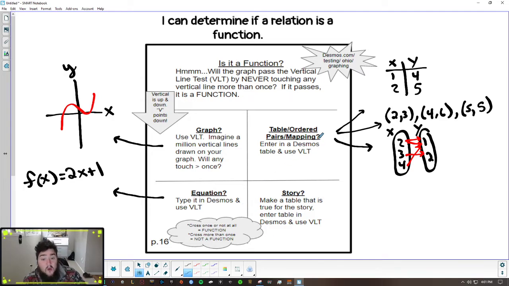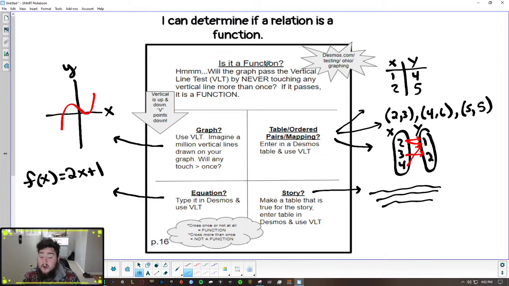The last way we may see a problem is as a story problem, written out in words. John went to the store. He paid a membership fee of $5. And every time he goes, he has to pay $2. So you may see either graphs, equations, tables, ordered pairs, mappings, or story problems. There are lots of different ways to see relations and determine if they're functions.